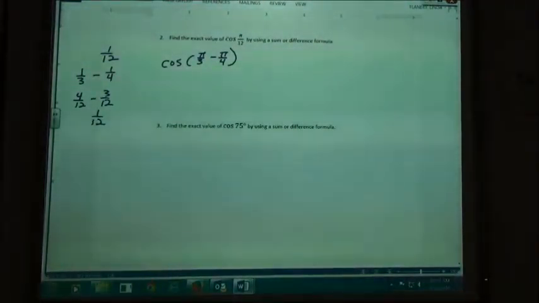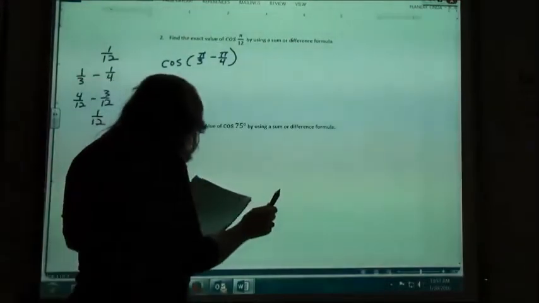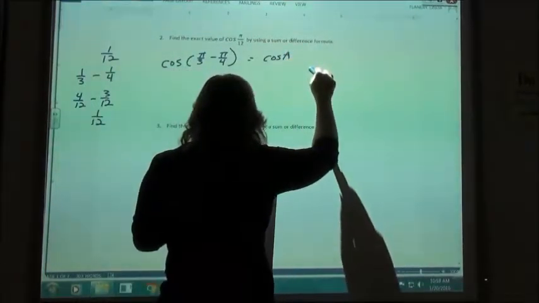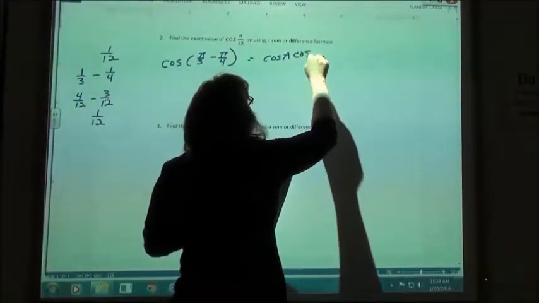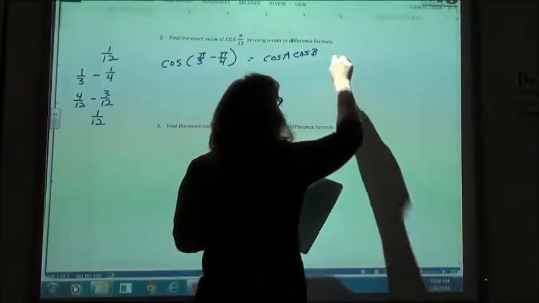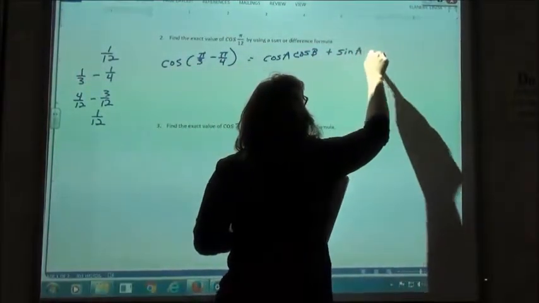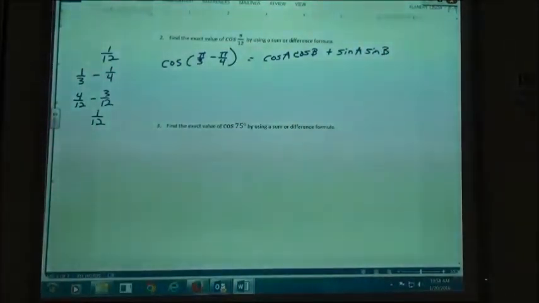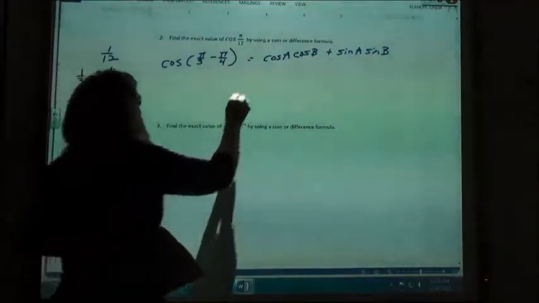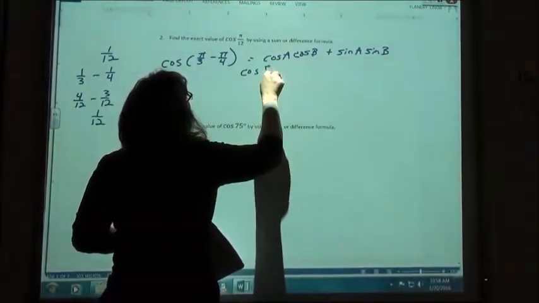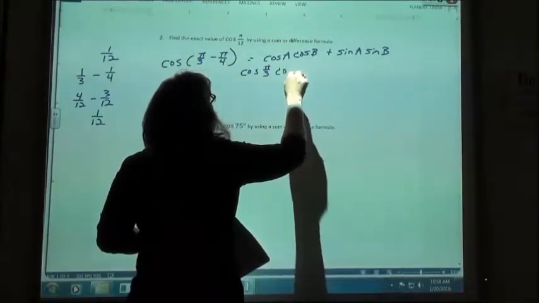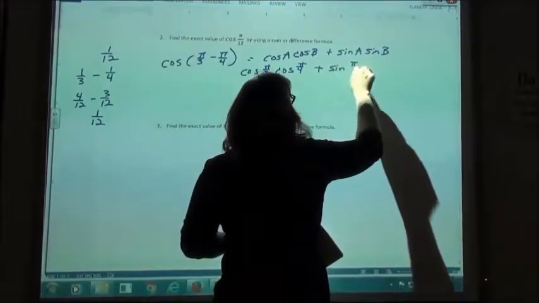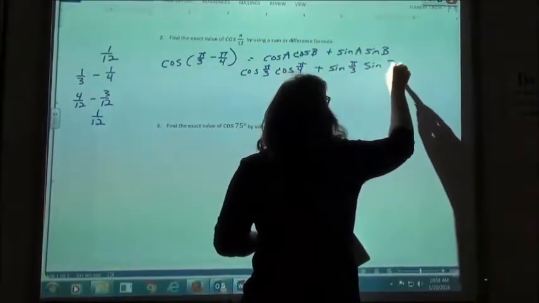And so I'm going to do the cosine of A minus B, and if I look at the formula there, it says I'm going to take the cosine of A, cosine of B, and I'm going to add the sine of A, sine of B. So I'm going to do the cosine of pi over 3, cosine of pi over 4, plus the sine of pi over 3, and the sine of pi over 4.